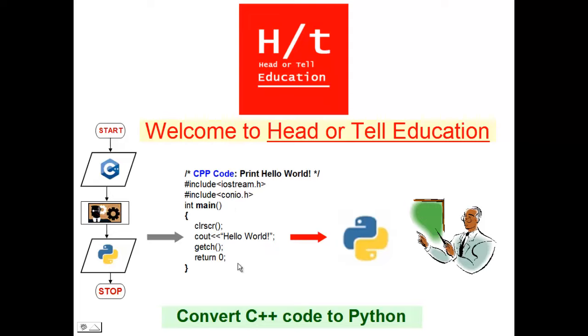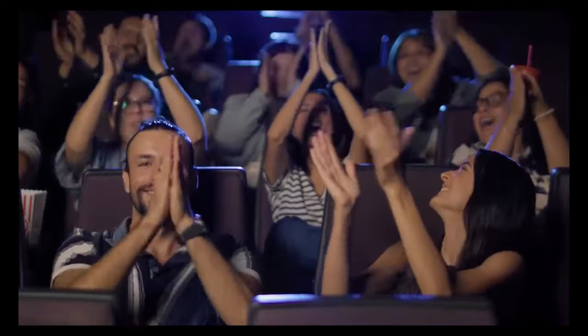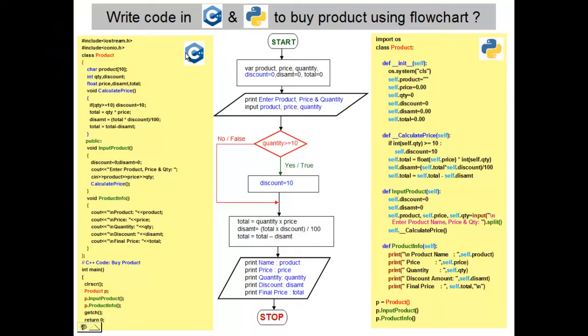Today our topic is convert C++ code to Python code. Now here we are going to write code in C++ and Python by using this flowchart which is represented by product. Okay. Now first we take the flowchart.